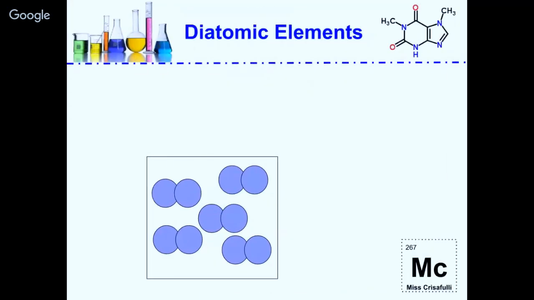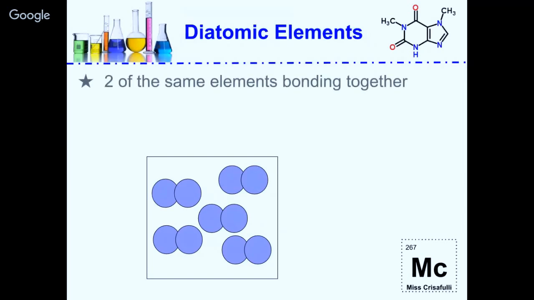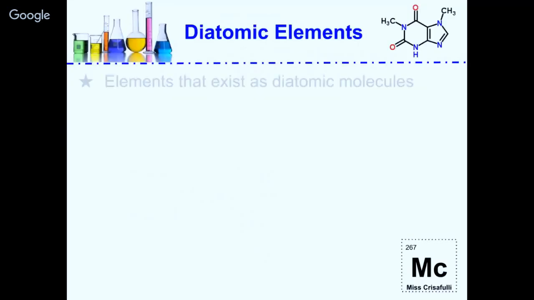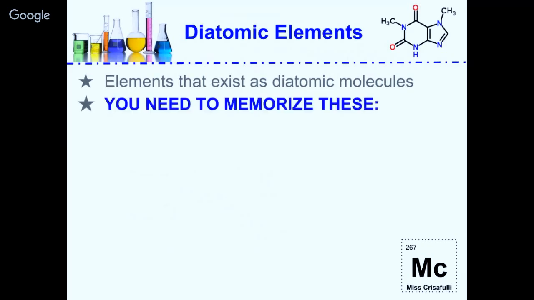Now, there's another kind of element, and those we call diatomic elements. And they are two of the same elements bonded together. So, for example, if we were to look at hydrogen, we write hydrogen as H2 when it's in its elemental form because it's a diatomic element. It cannot exist solo in nature. And there are 7 of these that you need to memorize. So, they are bromine, iodine, nitrogen, chlorine, hydrogen, oxygen, and fluorine.